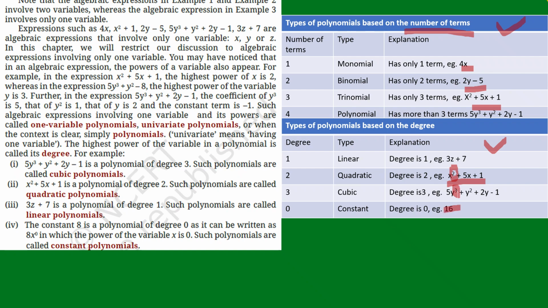Now, just a constant number, number 16 or any other number, you call it a constant polynomial. Why? The variable included with this particular example could be x to the power of 0, or anything to the power of 0 makes it 1. So, since the degree is 0, you call it a constant polynomial.